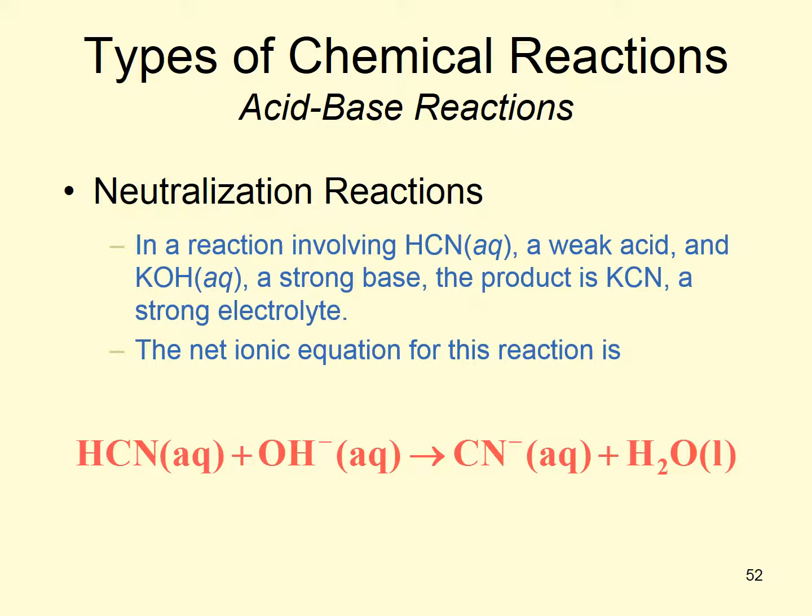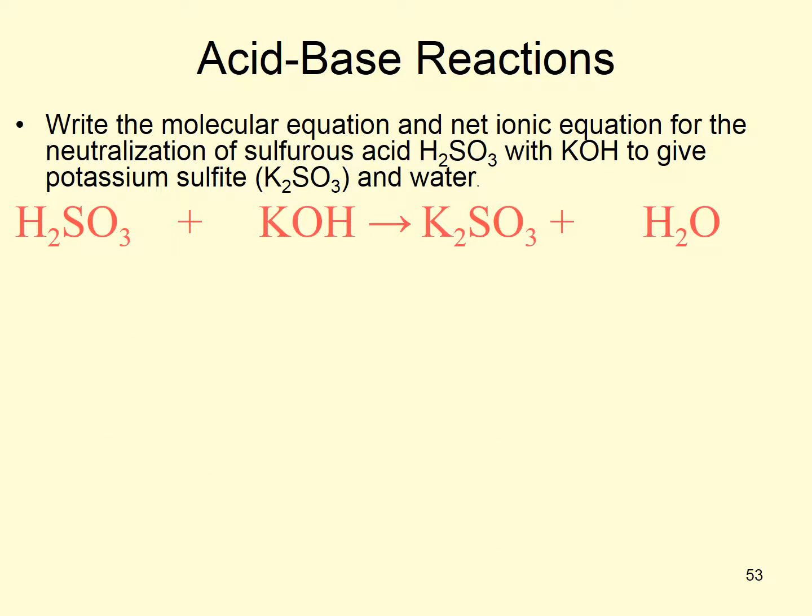And we can't cancel anything else out because the HCN, being a weak acid, has to be stuck together in this equation. But we did cancel out the K plus that shows up on both sides. And so here's the essence of our reaction. A proton has been transferred from HCN to OH negative. All right, so let's look at one more example.